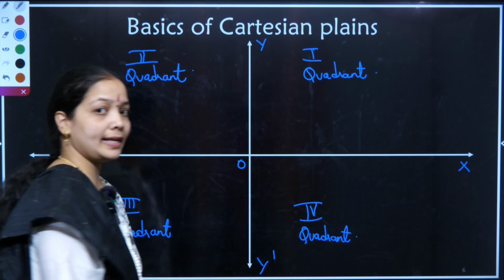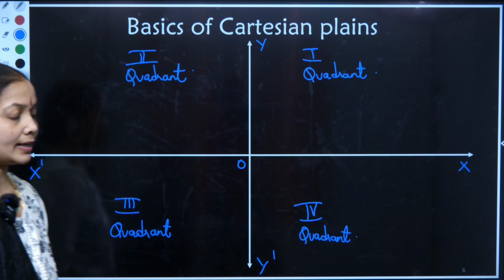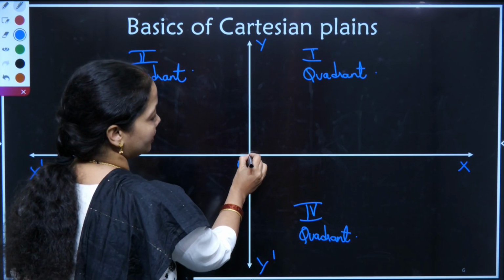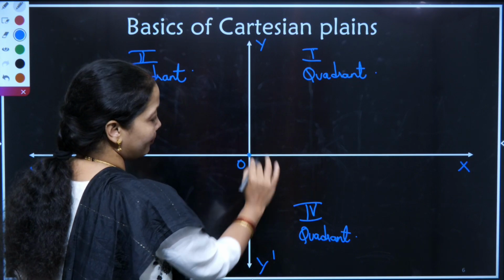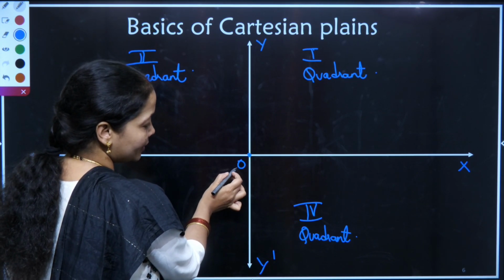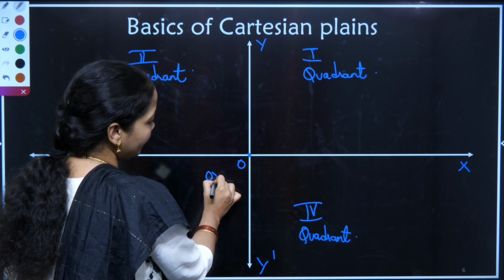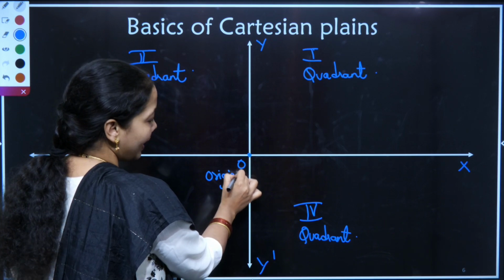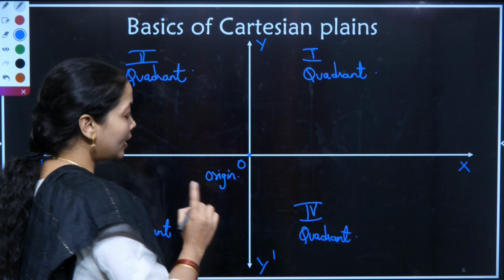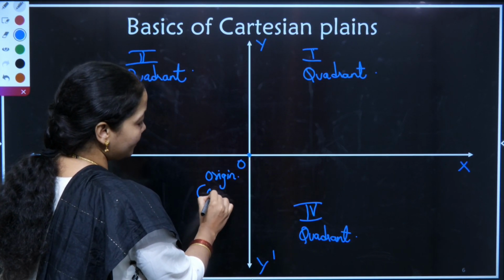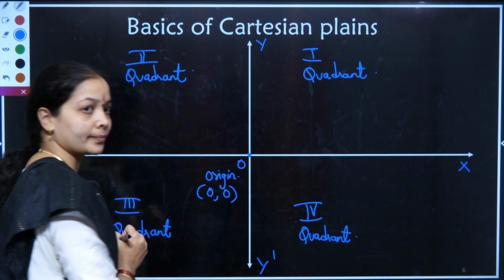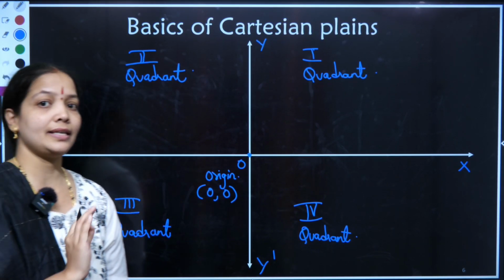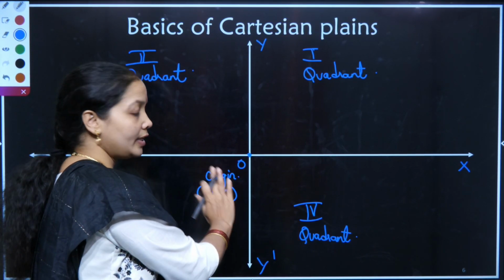Whenever I look at the x and y axes across the Cartesian plane, the point of intersection of these two axes, which are perpendicular to each other, is represented by O, called the origin. At the origin, my coordinates x and y will always be 0, 0. So 0, 0 is the coordinate of the origin.